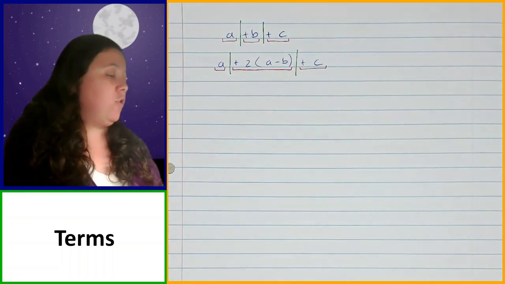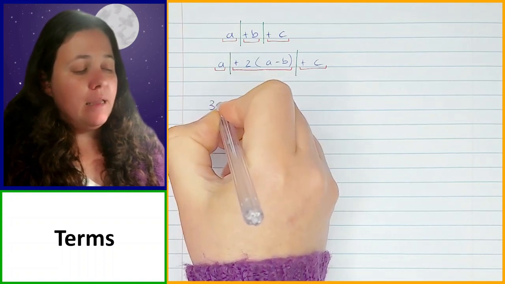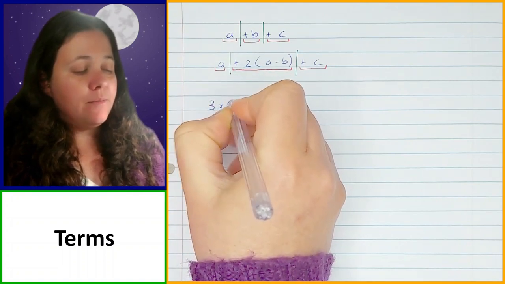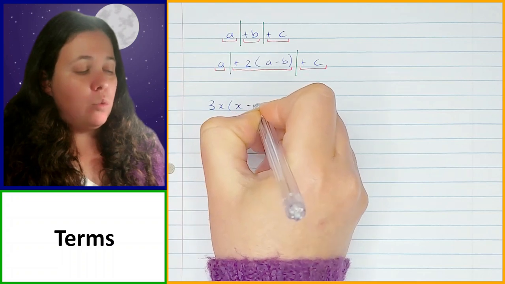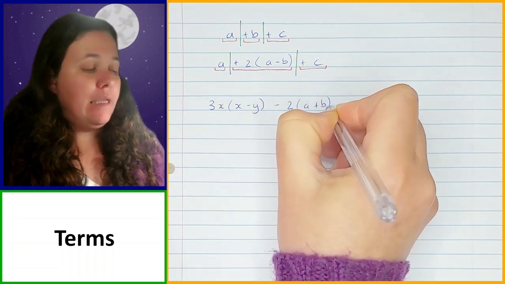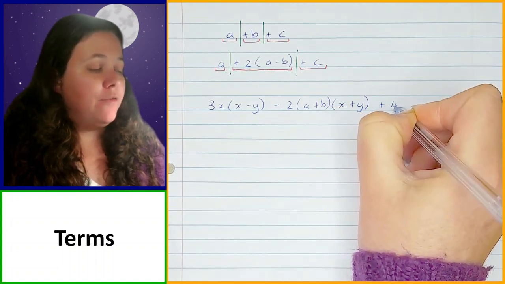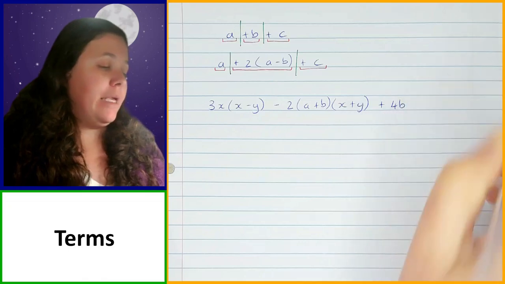Okay, let's have a look at another example. If I have 3x, x minus y, minus 2a plus b, x plus y, plus 4b.